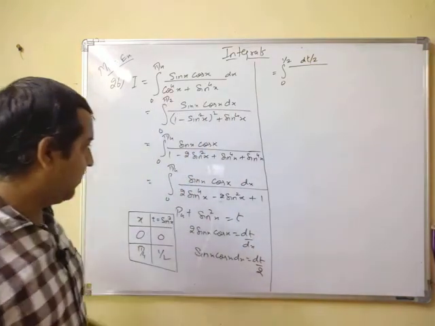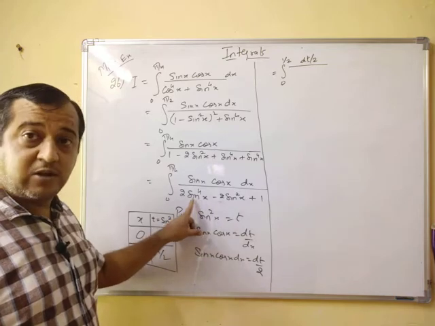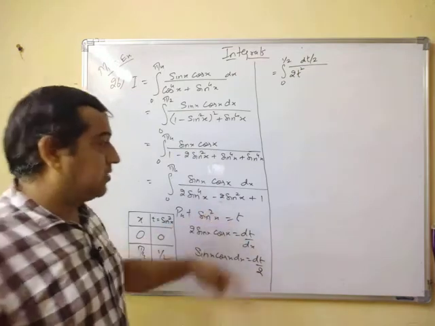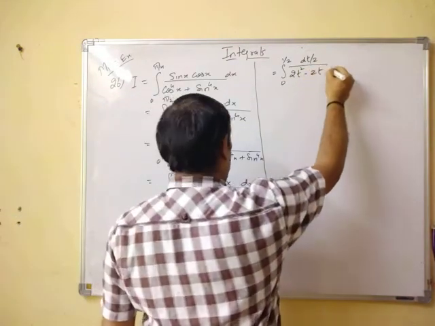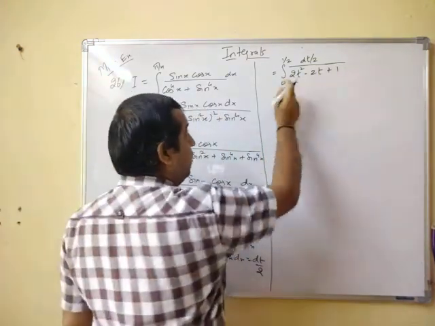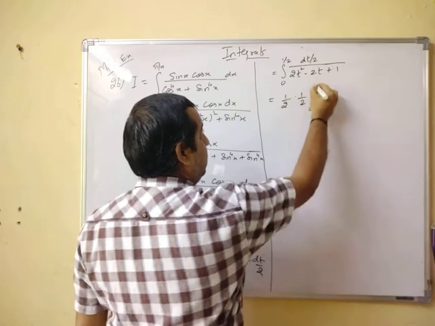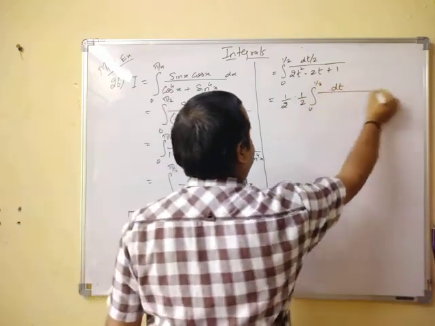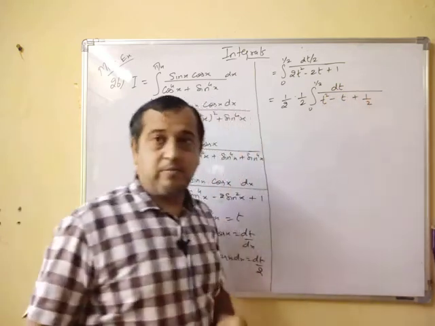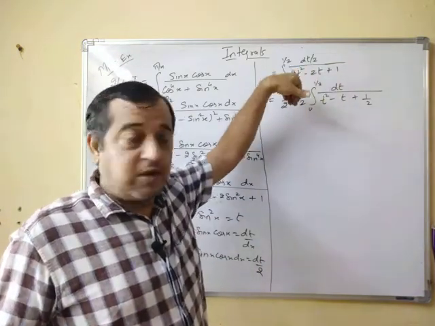dt by 2 upon 2t square. Sin square x equal to t, here it is sin raised to 4, so this is 2t square, minus 2t plus 1. If you want, you can take this 2 outside. Now see, 1 by 2 into 1 by 2, integral from 0 to half dt upon t square minus t plus half. Please have a good look. Dt by 2, so this 2 comes outside.